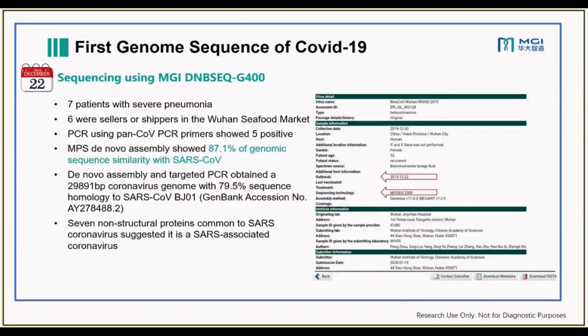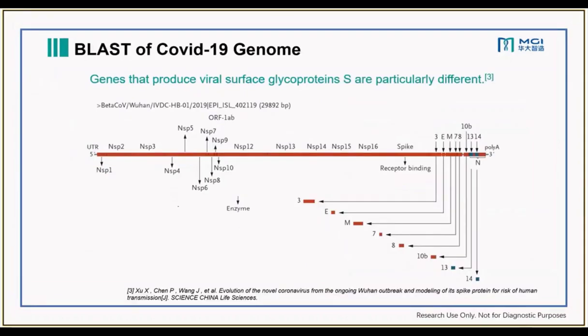De novo assembly and targeted PCR basically showed 29,891 base pairs for the coronavirus genome with about 79.5% sequence homology with SARS-CoV. 7 non-structural proteins common to SARS coronavirus basically suggested it is a SARS-associated virus. The sequence blasted against the NCBI database showed that genes that produce viral surface glycoproteins S are particularly different between COVID-19 and other SARS family related viruses.